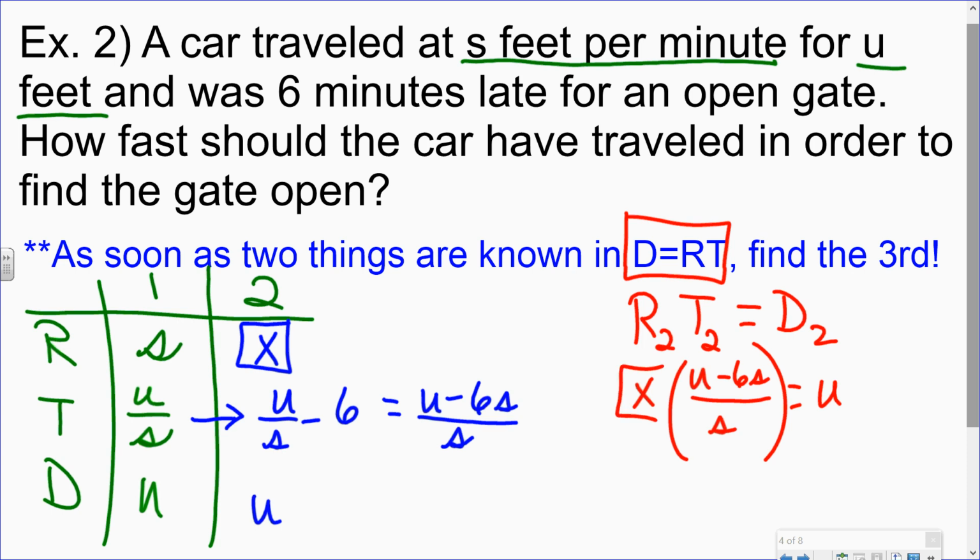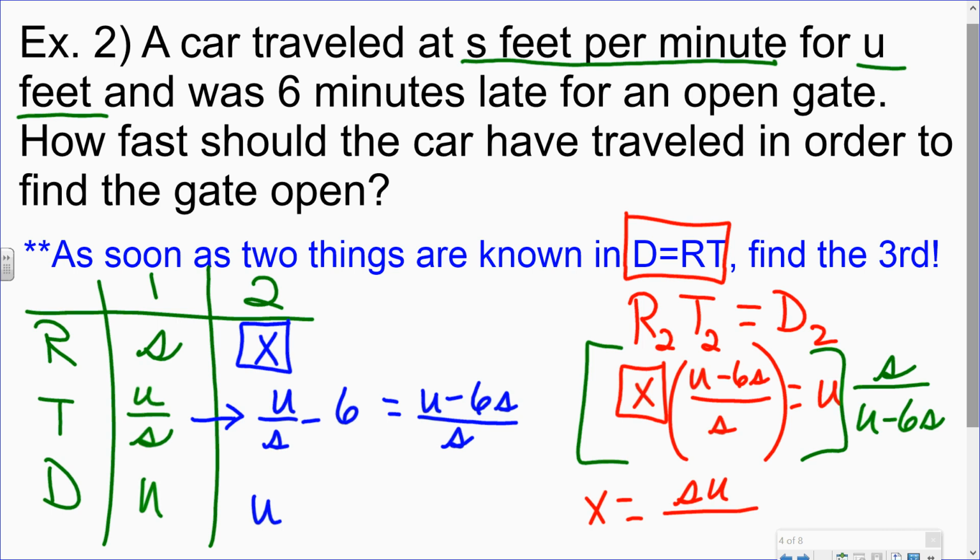But I am supposed to solve for X, so this is why we want it in a fraction, so it's easy to see the reciprocal. You can't take S over U minus 1 over 6. That does not work. You've got to have just one fraction that you turn upside down. So we are going to multiply both sides of this by S over U minus 6S so that we end up with X equals S times U over U minus 6S. And then we just need to label that with units.